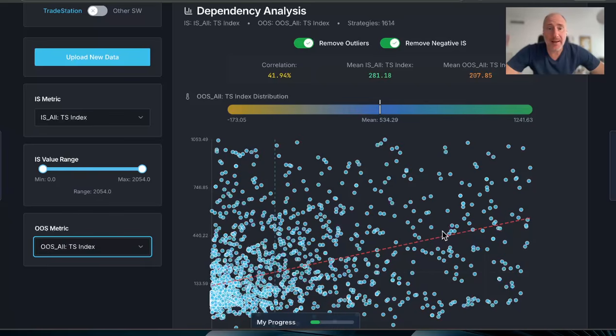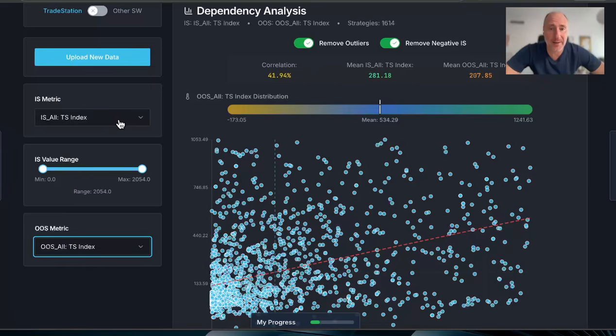Now, is it worse than net profit? It is. Is it better than profit factor? Yes. Better than average trade? Yes. Better than win percentage? Yes. So this is definitely the second best one. I'm confident. I've been using TradeStation index for 12, 15 years. That's what I use. That's what I like a lot.